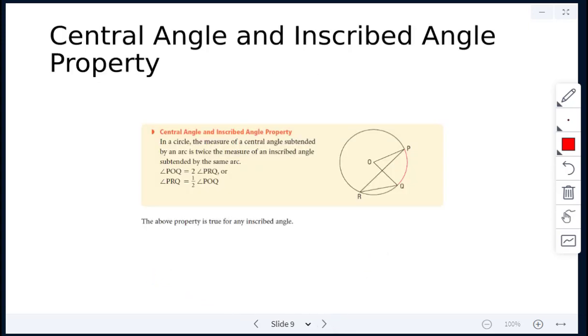Okay, so this first property, the central angle and the inscribed angle property. In a circle, the measure of a central angle subtended by an arc is twice the measure of an inscribed angle subtended by the same arc. We've already talked about that. The central angle here is POQ, right? So that would be 2 times the inscribed angle, which is PRQ. Again, if you know one of them, you can figure out the other one.